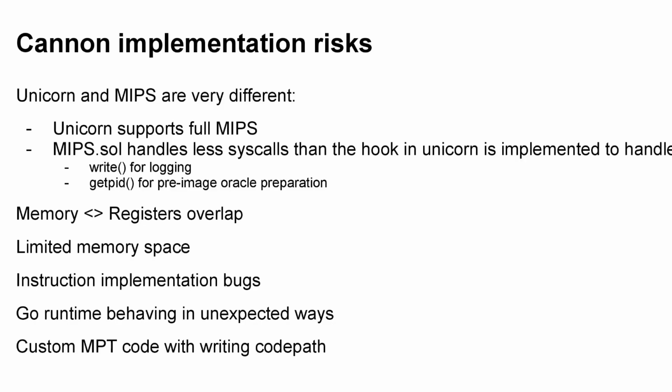And then we talked about the memory and registers overlap, where together with limited memory space, we really do need some safeguards in place for application data to not escape the Canon virtual machine. And then we need more testing. So Canon does pass some standard MIPS instruction tests from Berkeley, but there could be more testing. We could utilize fuzzing to compare different MIPS emulators to really be sure that ours matches the standard.